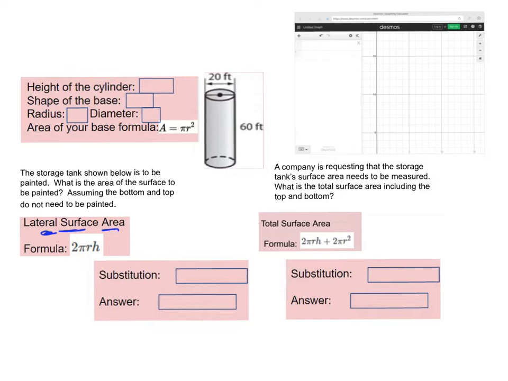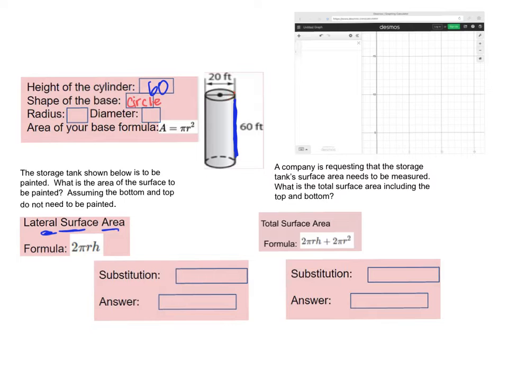So let's take a look at some information we can find out about our cylinder. Well, one, we can locate the height of the cylinder. The height of the cylinder is going to be 60 feet, so I'm just going to fill this in for 60. Next, I'm going to look at the shape of the base. The shape of the base is a circle, so therefore we can determine that this will be a cylinder.